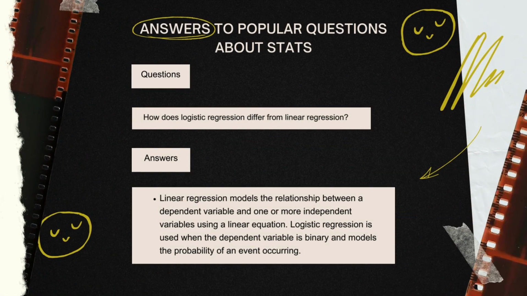Question: How does logistic regression differ from linear regression? Answer: Linear regression models the relationship between a dependent variable and one or more independent variables using a linear equation. Logistic regression is used when the dependent variable is binary and models the probability of an event occurring.